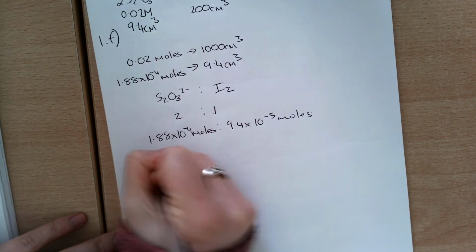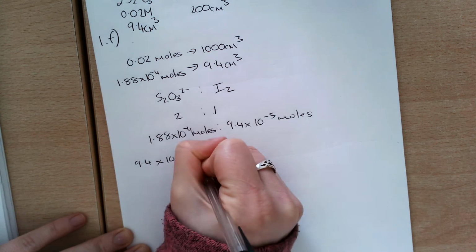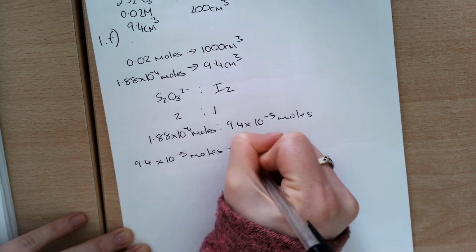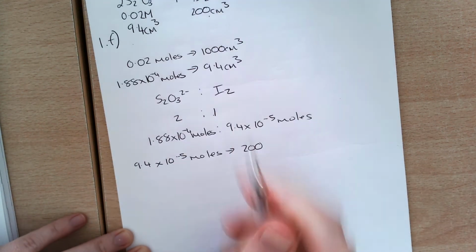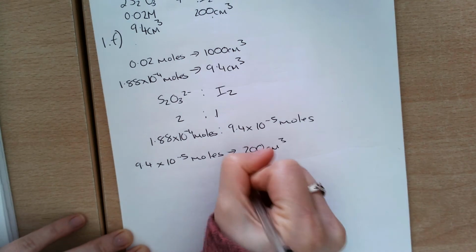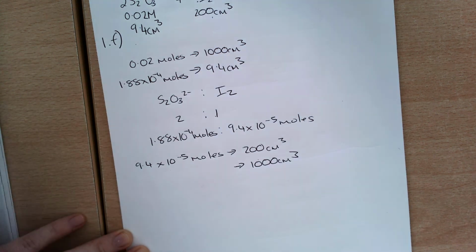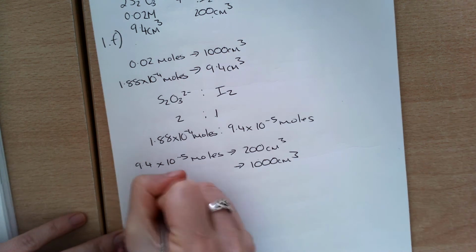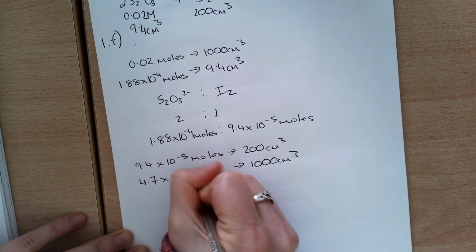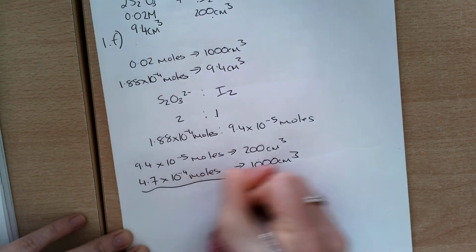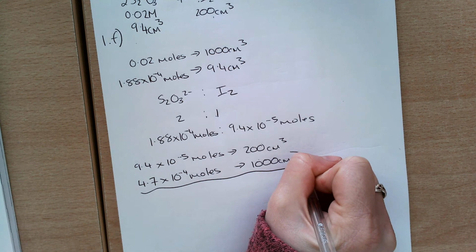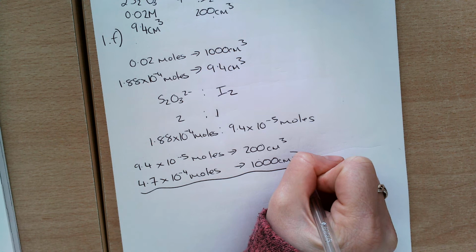And that's 9.4 by 10 to the minus 5 moles of iodine, and that's in 200 centimetres cubed. I have to work out what that is in moles per litre. So I multiply 9.4 by 10 to the minus 5 by 1000 and divide by 200, which gives me 4.7 by 10 to the minus 4 moles per litre. That's my answer to that part. I'm asked for it in moles per litre.